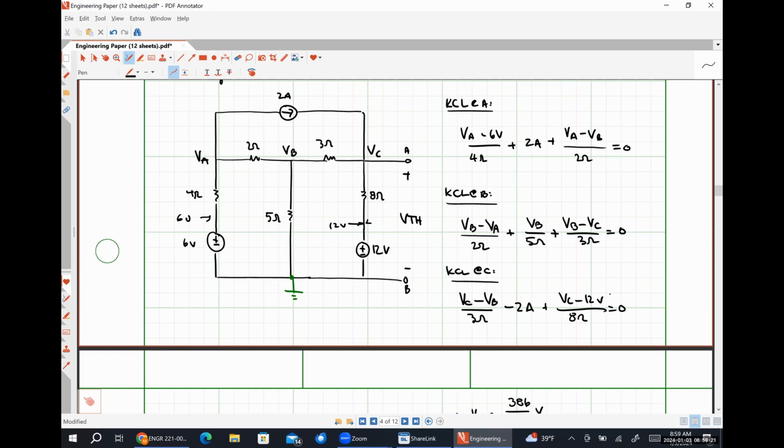For my second equation, my coefficient for VA is negative 1/2. My coefficient for VB is 1/2 plus 1/5 plus 1/3.